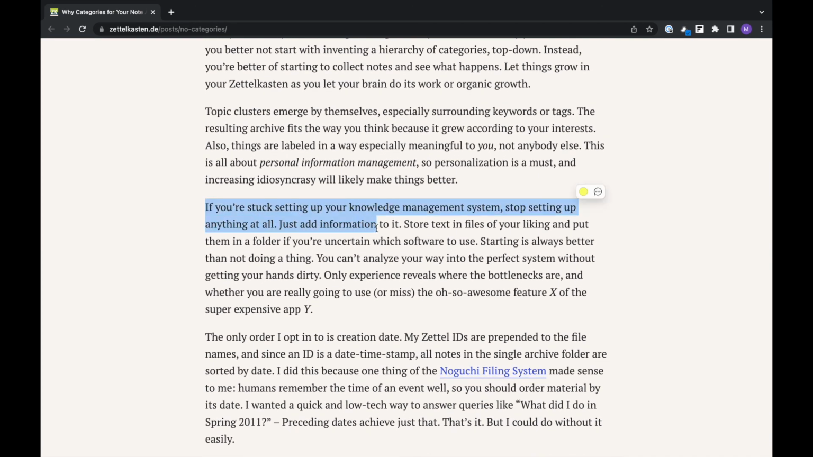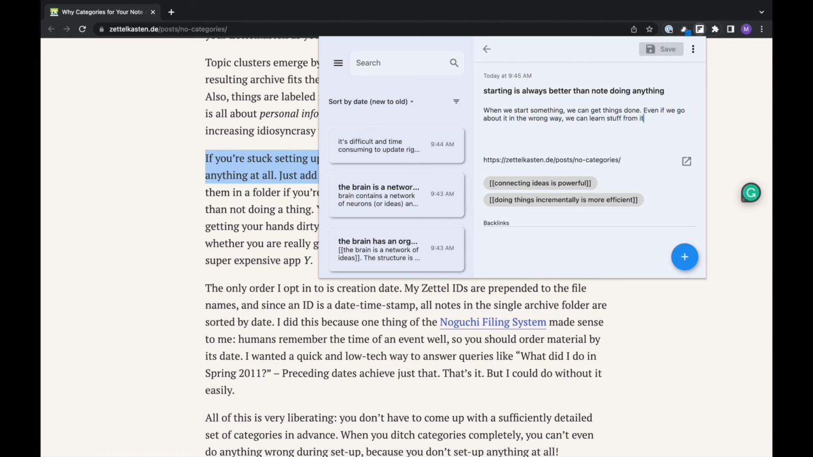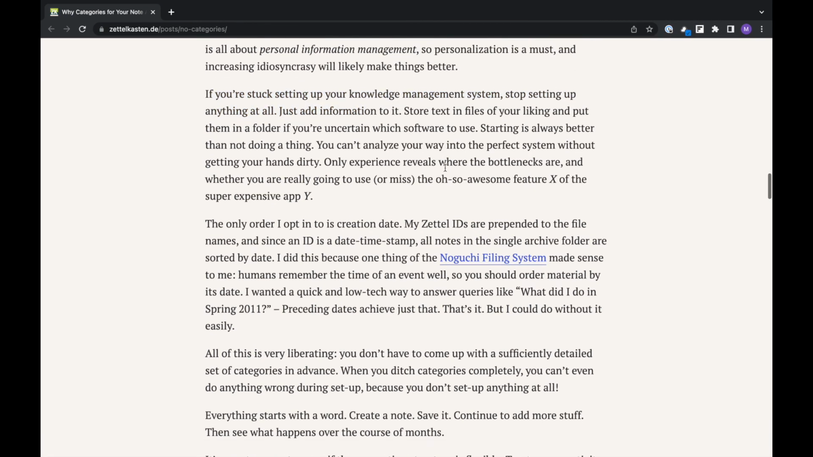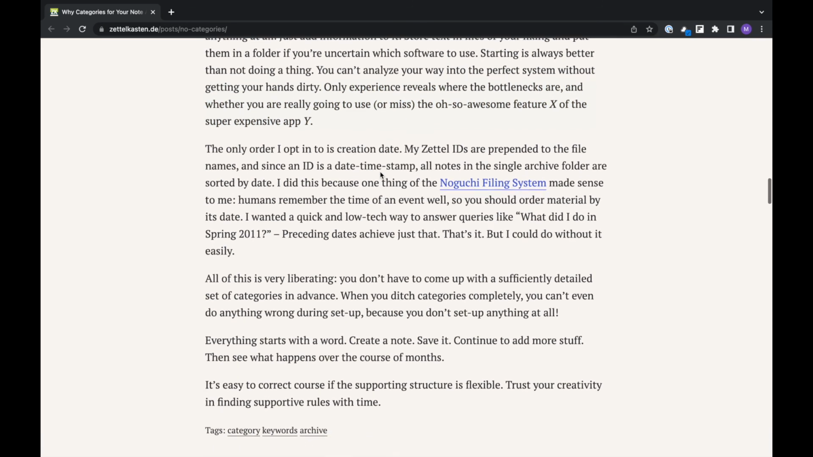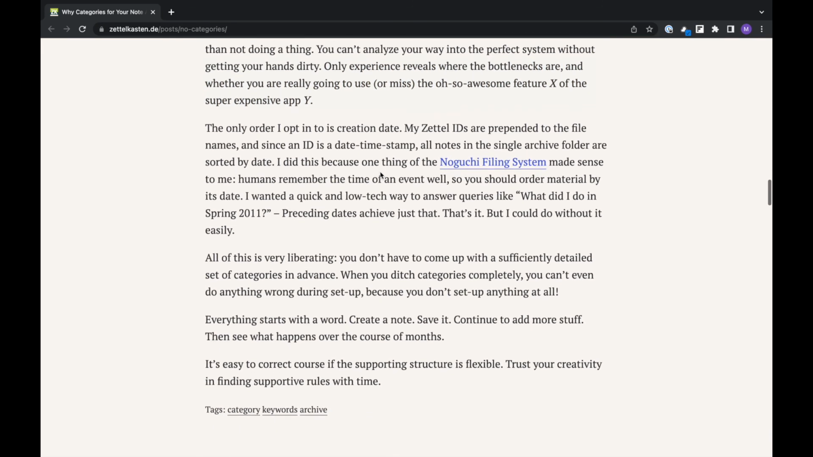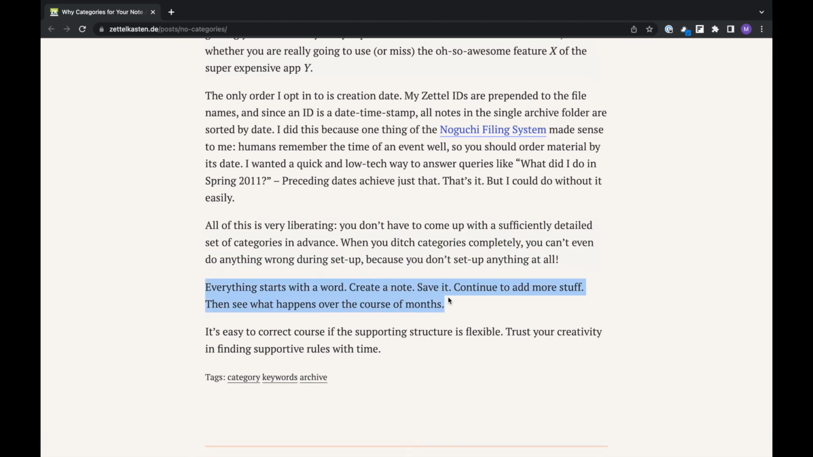So the last note I wrote is: starting is always better than not doing. Even the article itself says that it's always better to start than to not start. And the reason, I think, is that when we start something, we can get things done, and getting things done is great. Even if we go in the wrong direction, we can still get real experience from doing the thing rather than not doing anything.